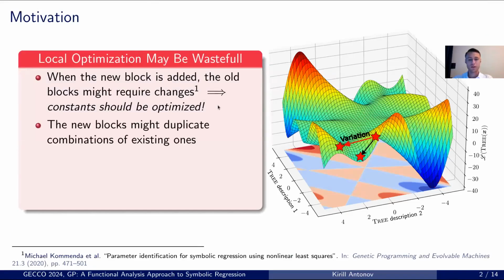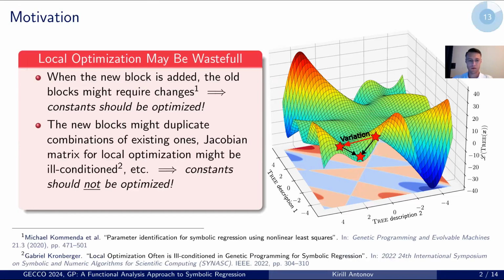However, the newly generated blocks might be such that the new candidate solution after the optimization would be the same as after the optimization of the initial candidate solution. It means that the second local optimization just wastes computational resources. Apart from this, the numerical optimization might run into numerical problems, such as ill-conditioned Jacobian matrices. Therefore, we can conclude that it's better not to touch these numerical constants. So these statements contradict each other, and we ask the question of what to do.